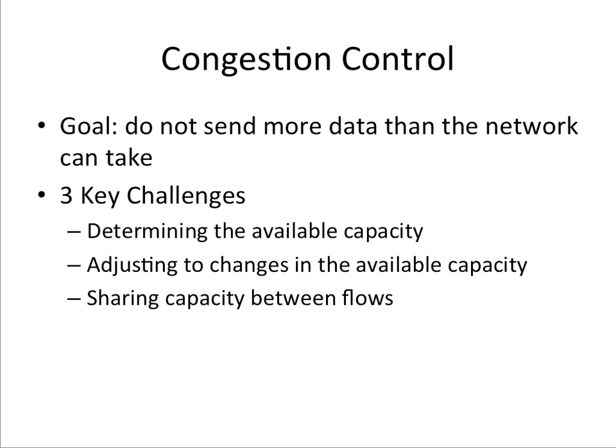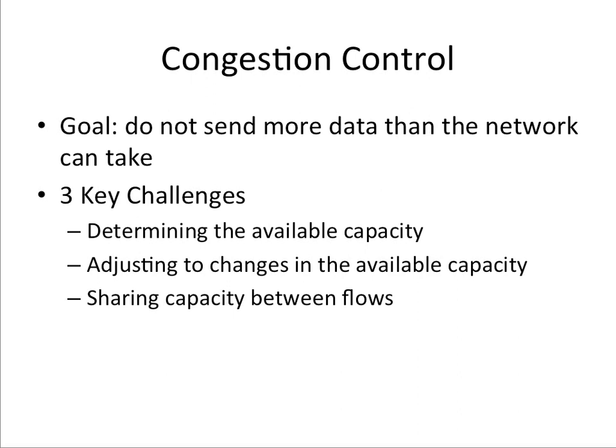What we need is something called congestion control. This is a technique that allows us to, first of all, pace the amount of data that we are sending into the network by looking at how much data the network is able to move from one point to another, not necessarily the receiver. There are three key challenges. One is determining the available capacity.